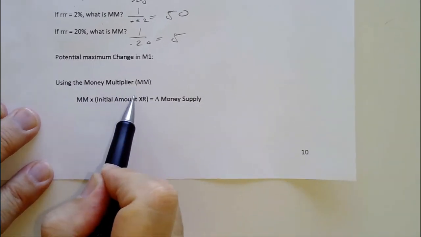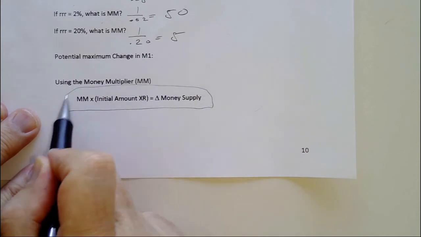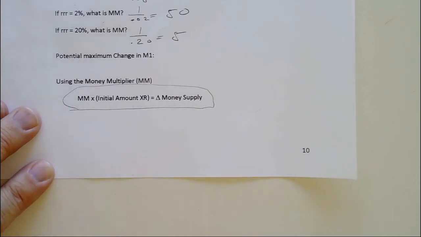Now, how do we use the money multiplier? Well, here's an equation right here. This is going to be used on the quizzes. In fact, we have the question on the Section 3 homework. When I asked you for the potential increase in the money supply, that's what you use right here.